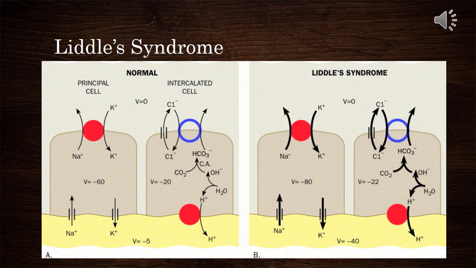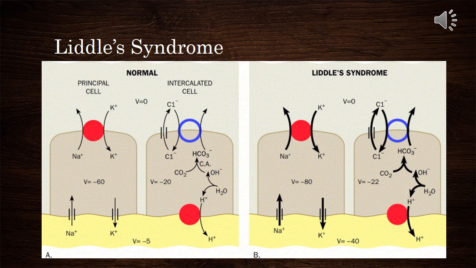So in this diagram you can see on the left side it is the normal renal tubule. Here the normal cells are present, principal cell and intercalated cell with normal membrane proteins. One of the proteins is the sodium potassium pump that is working normally, and that helps absorb the sodium back and gives out the potassium into the lumen.